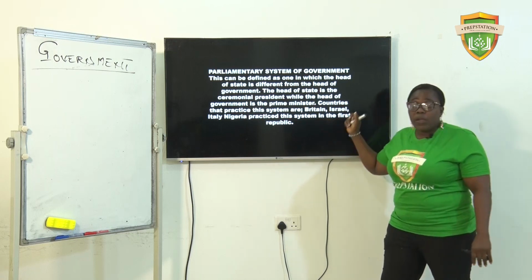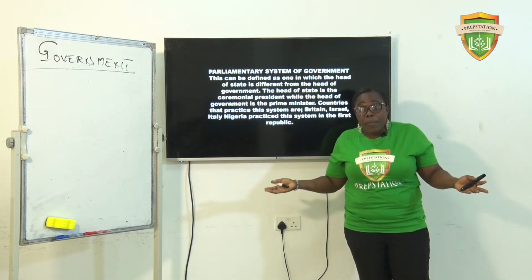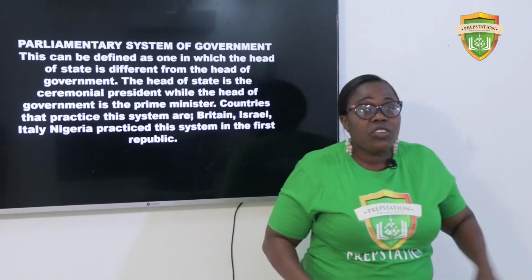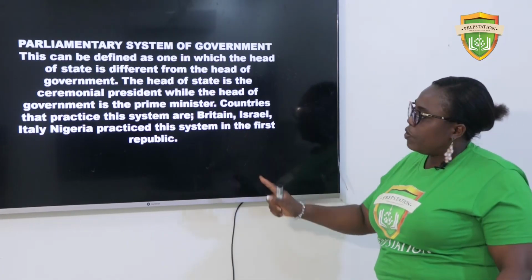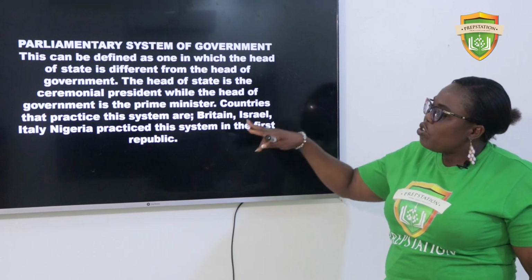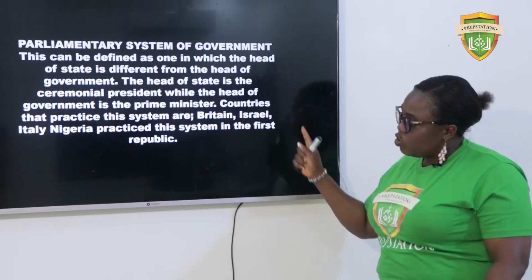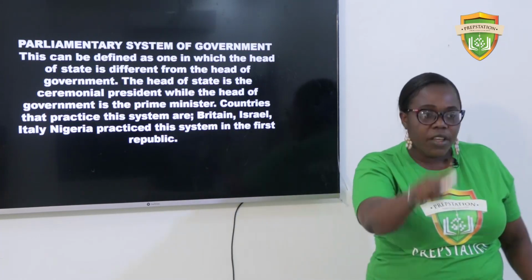The head of state. The king is the head of state. He is the ceremonial head, while the prime minister is the one that is in charge of the day-to-day running of the government. So take note of this. It says countries that practice this system are Britain, Israel, Italy, and Nigeria practiced this system in the First Republic.